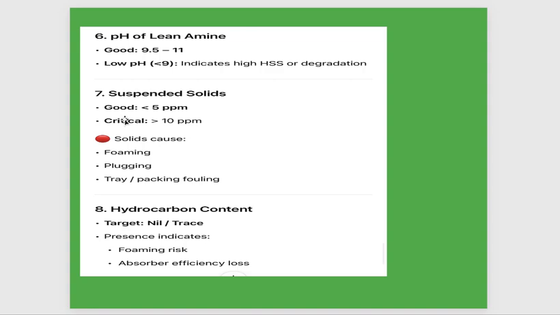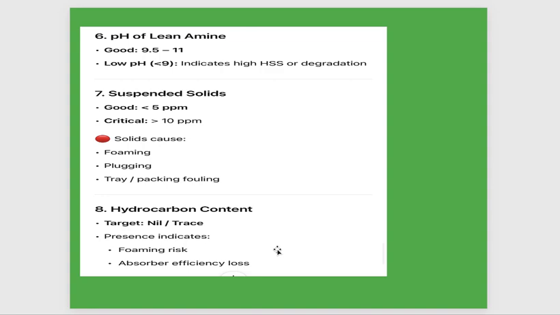Suspended solids should be lower than 5 ppm. It will be critical if you go more than 10 ppm. Okay, the solids cause foaming, plugging, tray blocking, and fouling. So the suspended solids are very critical also. Hydrocarbon, especially during startup, should be nil. Its presence indicates foaming and absorber efficiency loss.